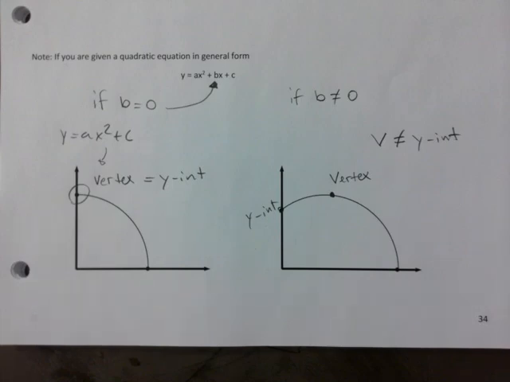That's the main difference. If b is 0, then this is your scenario. Okay, that's all I want you to remember.